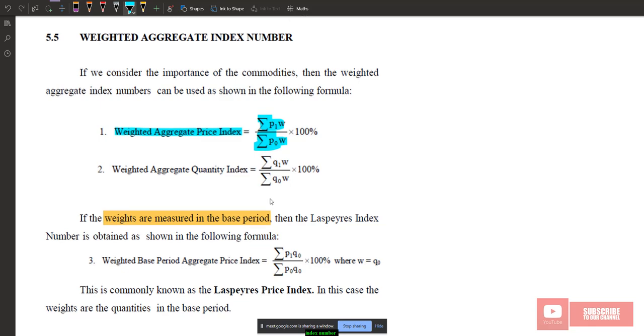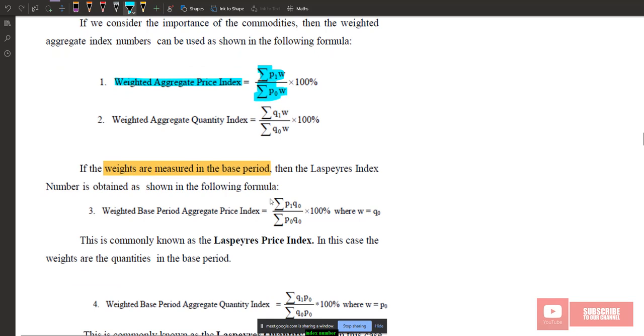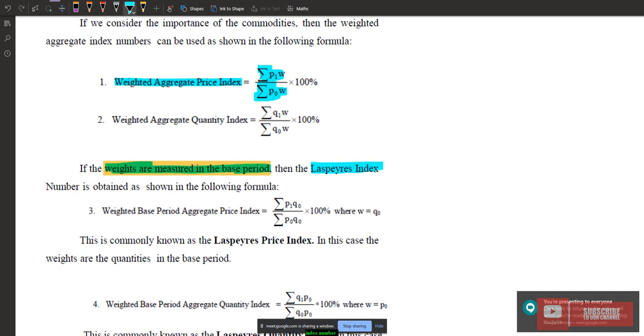So now look at this one. This is what we call the Laspeyres index number. The Laspeyres index number measures it when the weight is measured in the base period. When weights are measured in the base period, then it is called the Laspeyres index number.